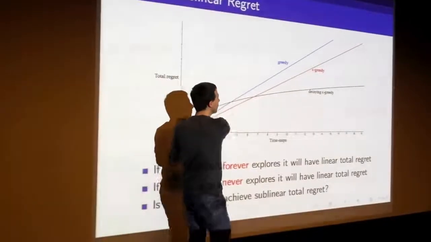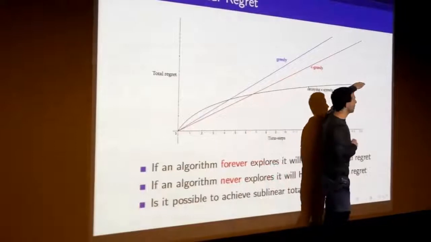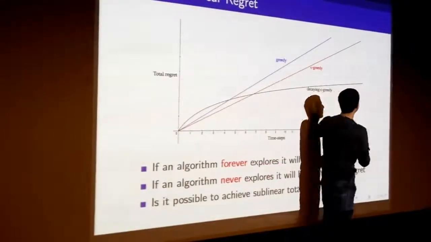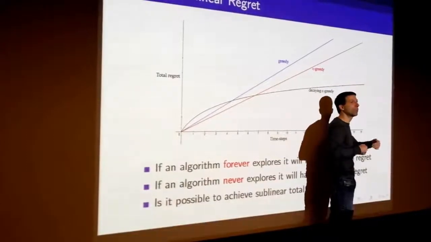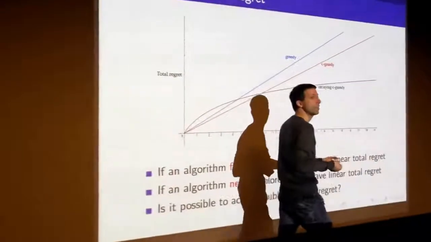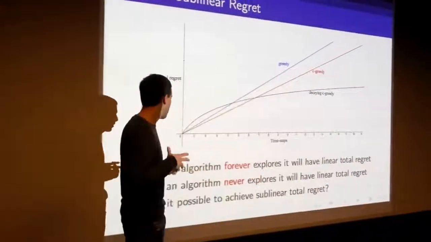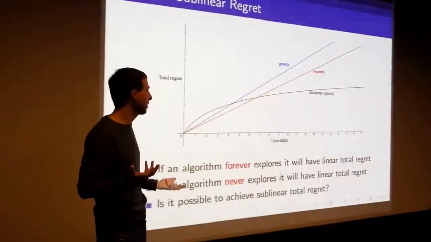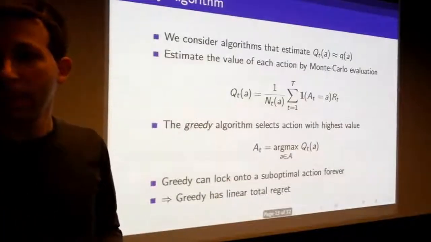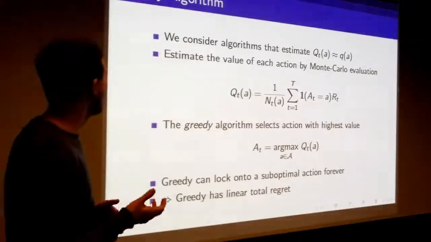And the question is, can we ever get sublinear regret? Essentially, we want something which starts to asymptote out. We want something which gets less and less regret. As we see more and more, we want to do better and better and regret our choices less and less as we go on. And the question is, how can we achieve that? Is it possible to achieve sublinear total regret? And happily the answer is yes, and we'll see why.